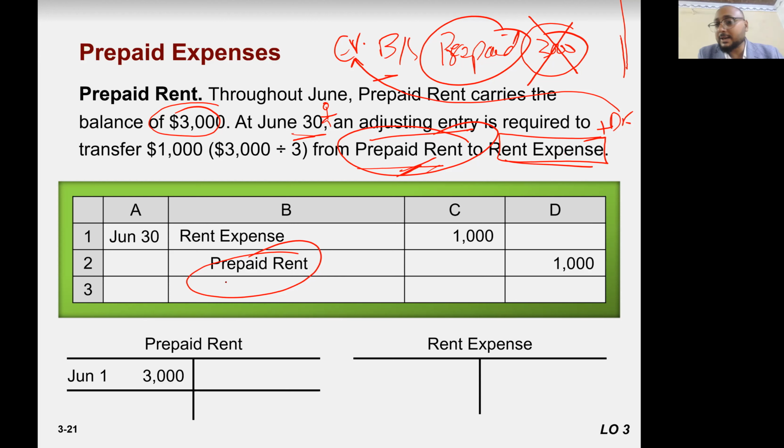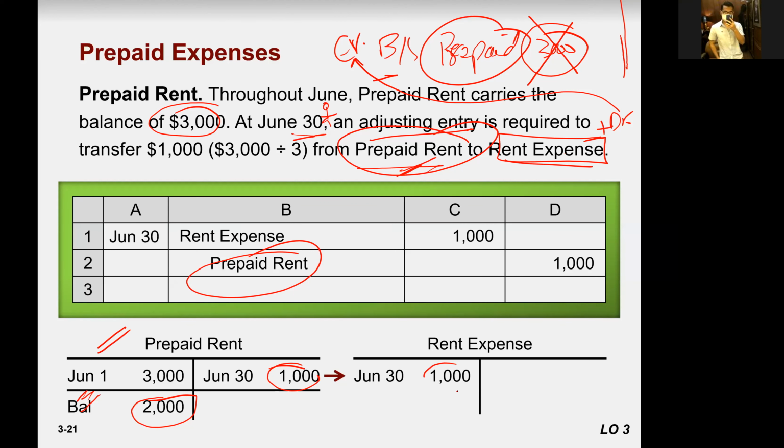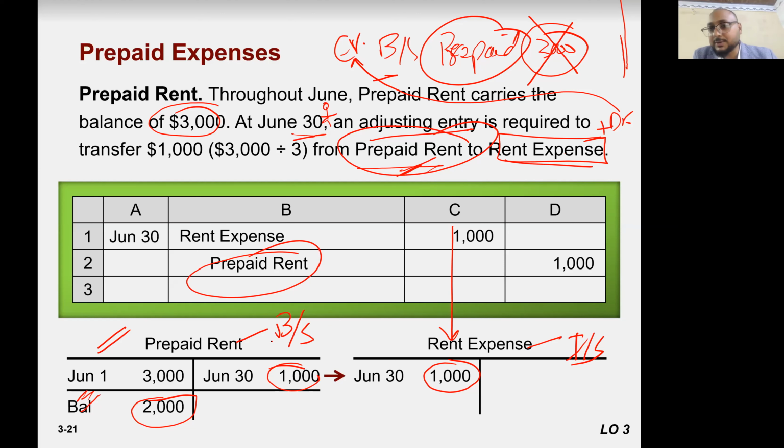So when it goes to the balance sheet, remember this. When you post it, you see prepaid rent is credited here 1,000. When you close it, which side is greater? By 2,000. So the balance is now decreased to 1,000. Do you understand now? And this is going to expense, which will go to the income statement, and this will go to the balance sheet. That's why in adjusting entries, at least one account belongs to the balance sheet and one account belongs to the income statement.